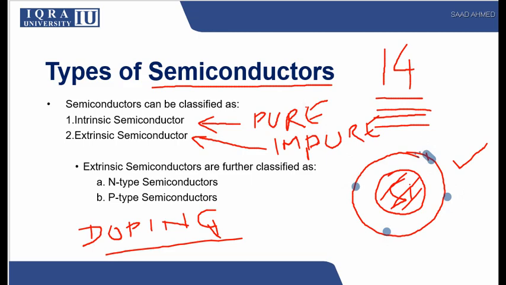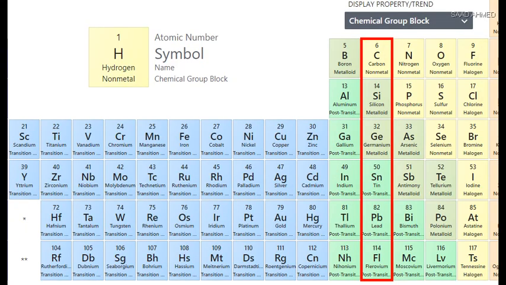Okay, so this is the periodic table. You must have seen it before, but today we are looking at the group 4 elements, and those elements are, starting from the top, carbon, silicon, germanium, tin, lead, and flerovium.